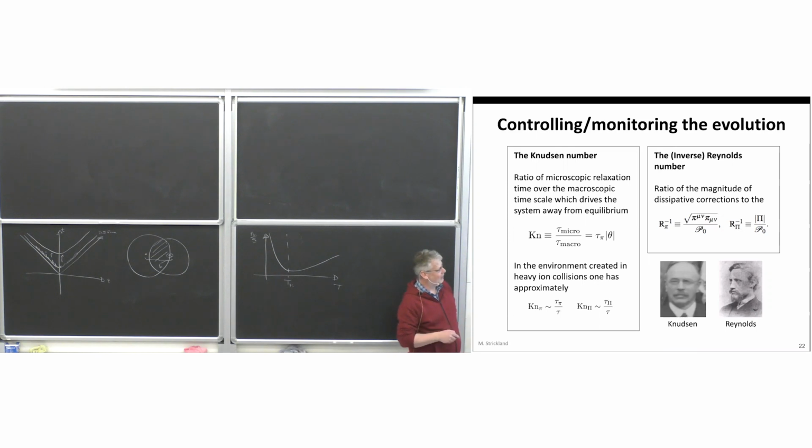So we can use this number to monitor how far our system is being driven out of equilibrium. Not how far it is out of equilibrium, it's the gradients that will drive it out of equilibrium eventually. The number that quantifies how far it is from equilibrium at that moment in time is called the inverse Reynolds number.